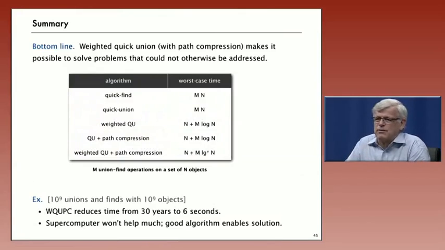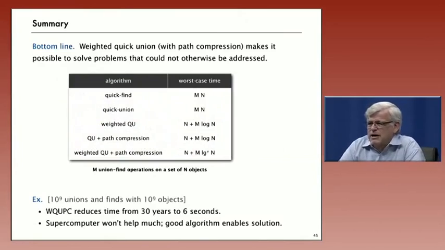So that's our summary of algorithms for solving the dynamic connectivity problem. Using weighted quick union with path compression, we can solve problems that could not otherwise be addressed. For example, if you have a billion operations on a billion objects, I said before it might take 30 years. We can do it in 6 seconds.